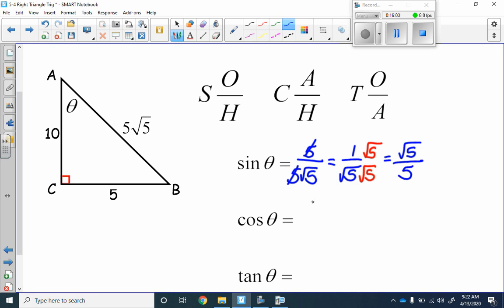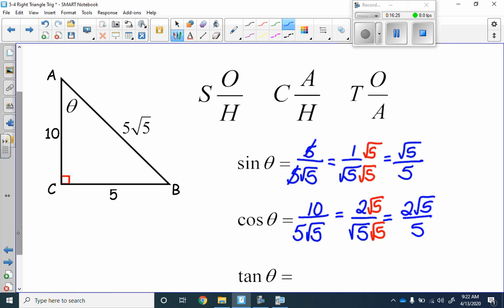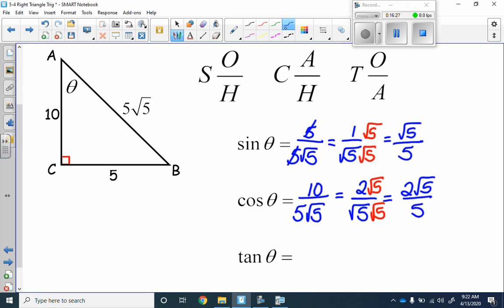Cosine. Here we're going to take the adjacent side, so 10 divided by the hypotenuse, which is 5 square roots of 5. We could simplify this to 2 divided by the square root of 5. And then I rationalize my denominator, and I get 2 square roots of 5 divided by 5. Tangent, opposite over adjacent. So opposite is 5, adjacent is 10. My tangent is 1/2.